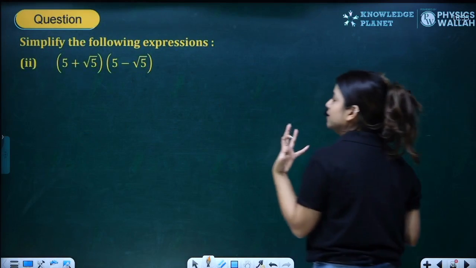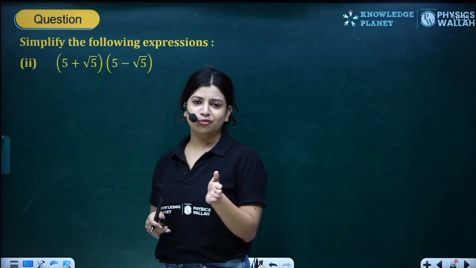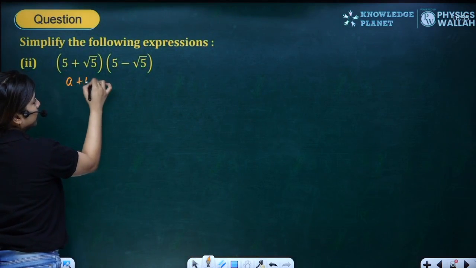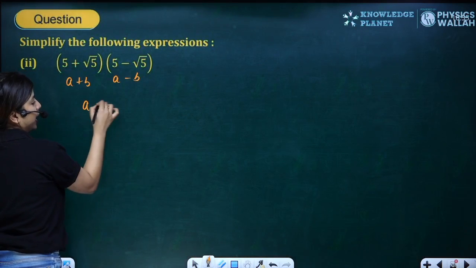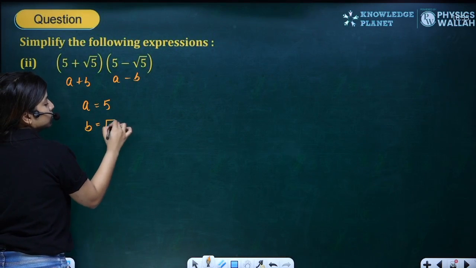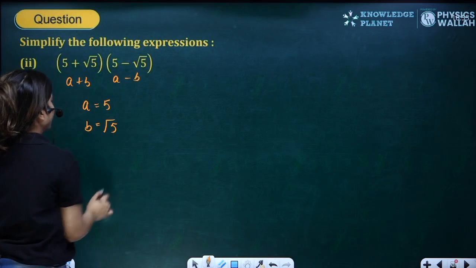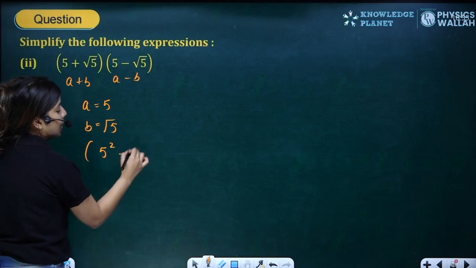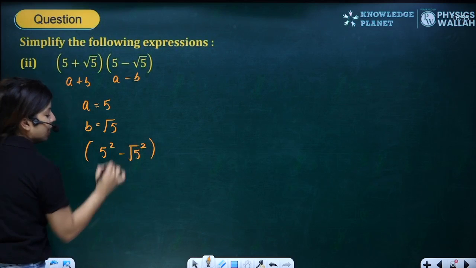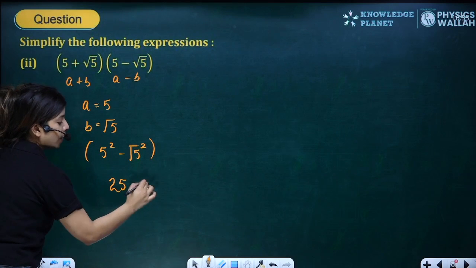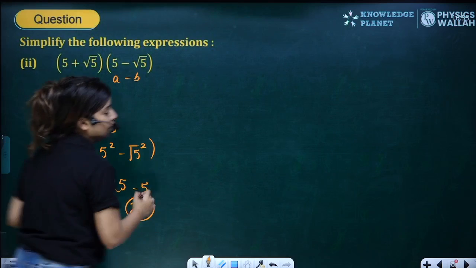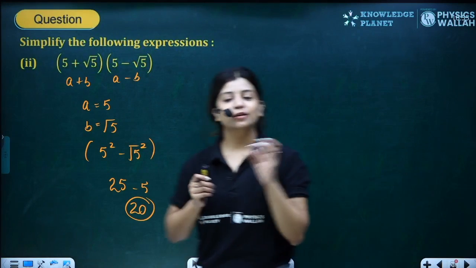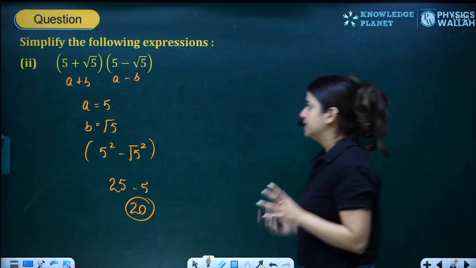The next thing that we have is 5 plus root 5 and 5 minus root 5. We can clearly see that there is a pattern of identity, that is A plus B and A minus B, where A is 5 and B is equals to root 5. As simple as that, right? So A plus B, A minus B will become A square minus B square. 5 square is 25. Root 5 square is 5. So the answer will come out to be 20. The answer will come out as simply, that is your 20. I hope this thing is clear. Let's see the next question.